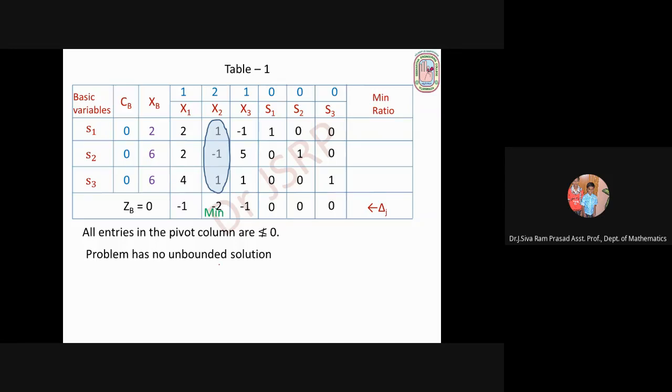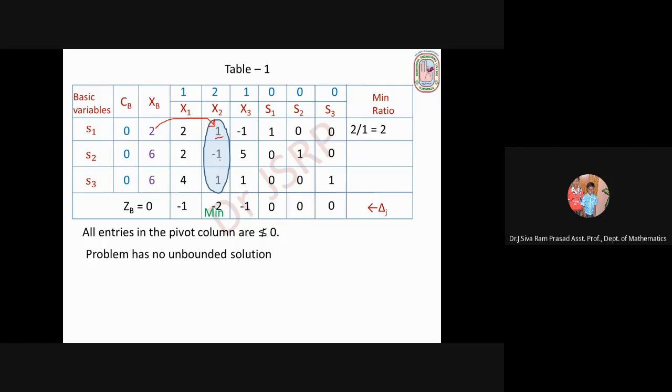Problem has no unbounded solution. Okay. So we can find the leaving basic variable by using minimum ratio test. So what is minimum ratio test? We consider positive entries in the pivot column. Observe the first entry, this is positive. Take the ratio corresponding with solution. This is solution. So 2 by 1 right here, 2 by 1 equal to 2.